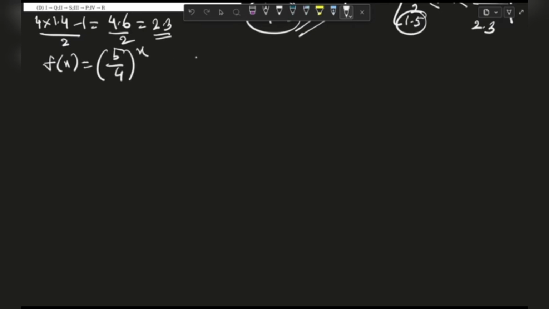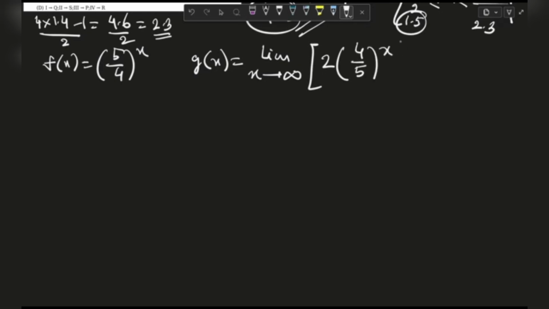Now let's take that limit expression to be some g of x, which was given to be limit x tending to infinity, greatest integer function of 2 times (4 by 5) power x. Now as there is no anomaly here, and if we notice the graph also, it is a power x where a is less than 1. So basically if x tends to infinity, this thing is tending to 0. That's the answer for the first part.